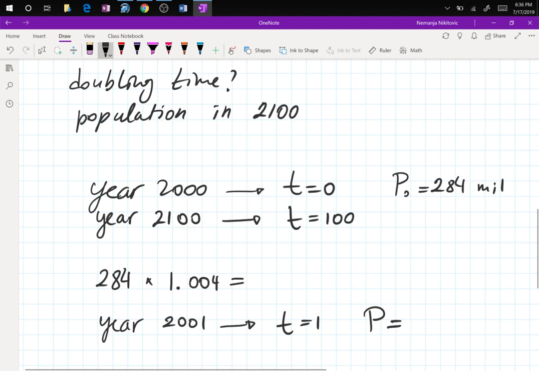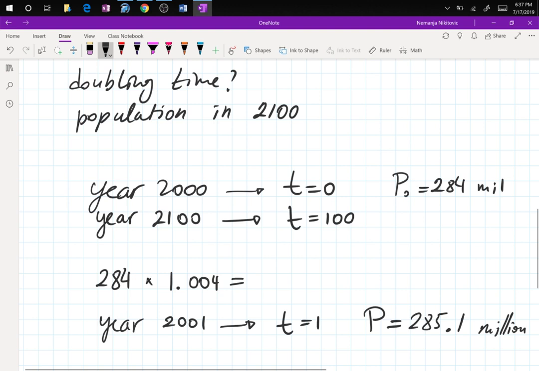284 times 1.004 is, I can't type, 284 times 1.004, there we go, 285.136, so I'm just going to say 285.1 million.